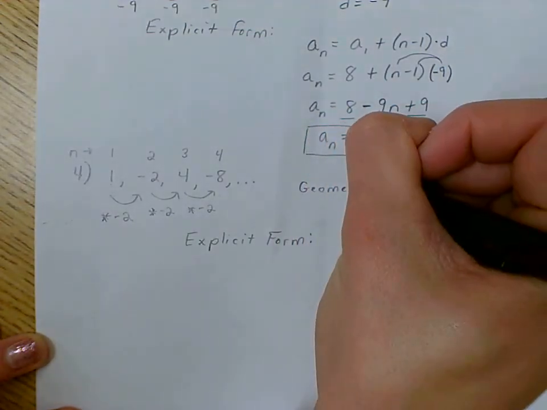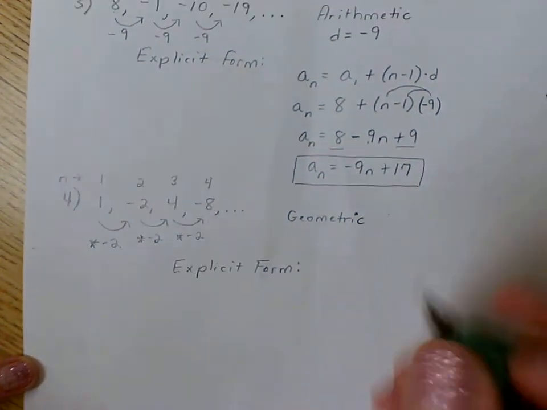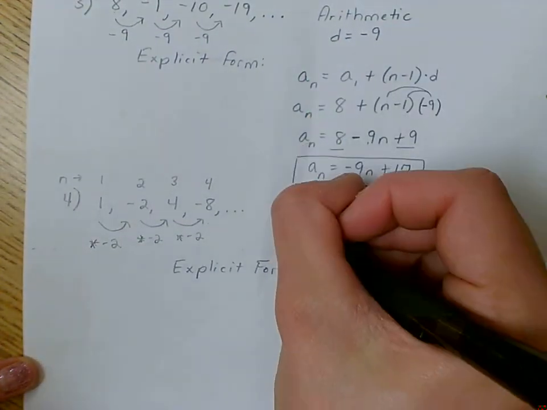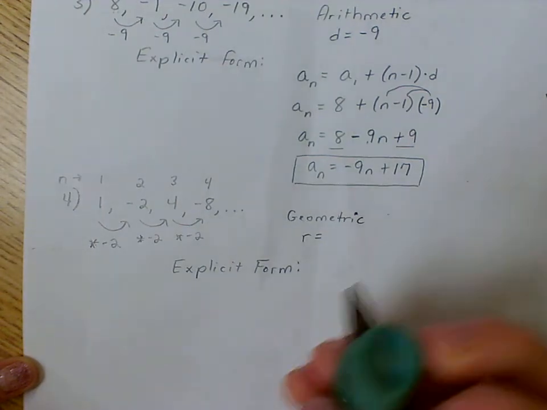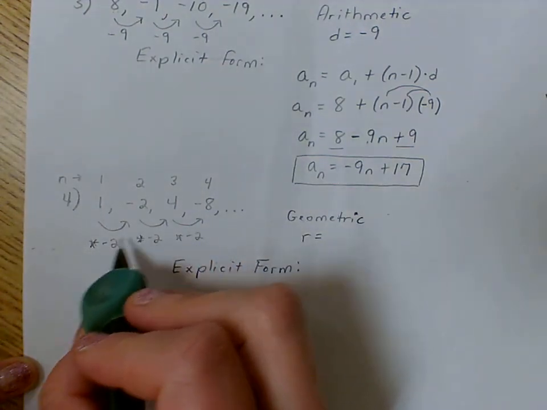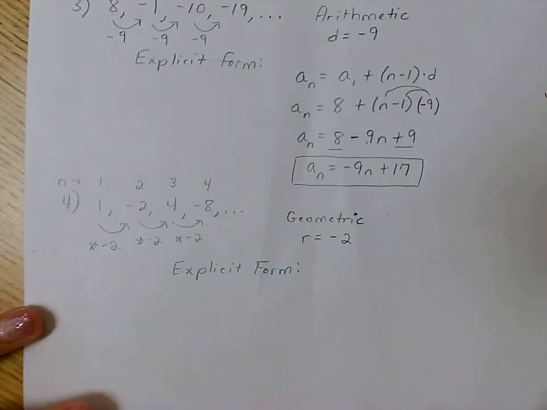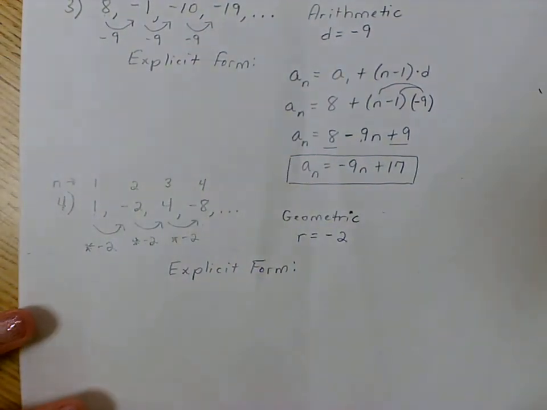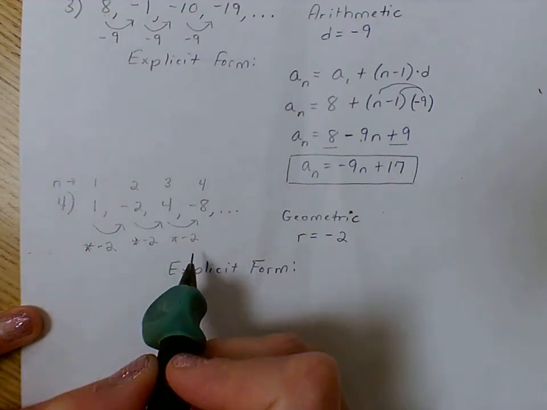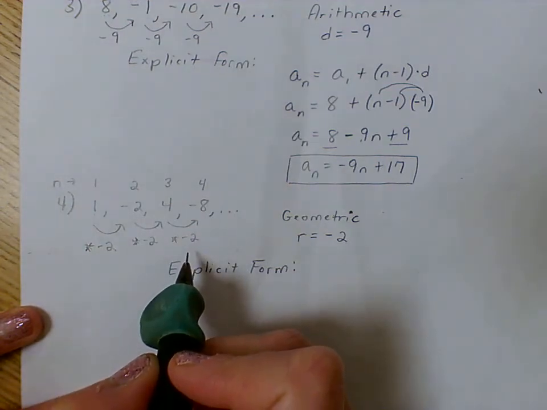Your geometric sequences, remember, don't have a common difference. They have what's called a common ratio. The common ratio would be whatever number you're multiplying by, which in this case would be negative 2. Okay? So now, to write the explicit form, you'll notice that it's a totally different kind of thing going on.